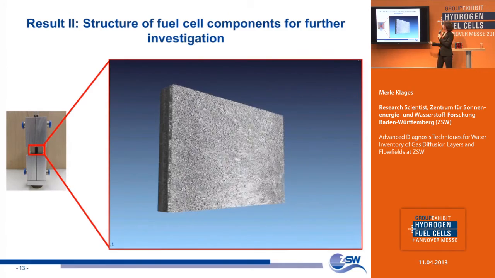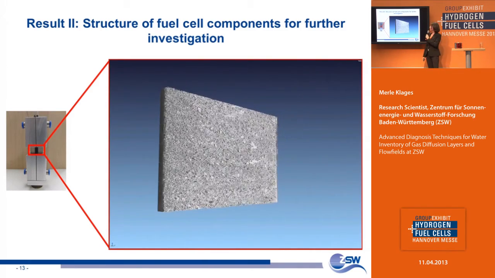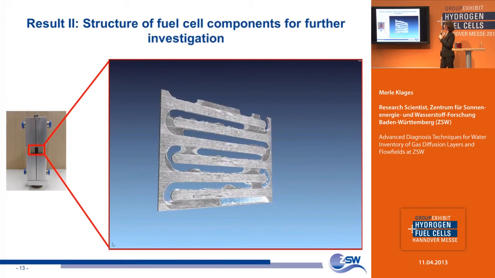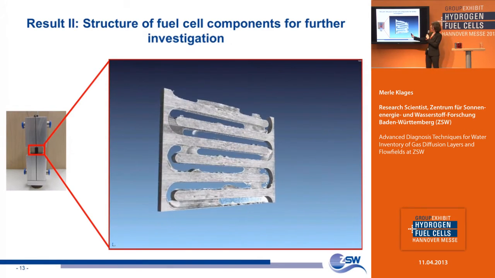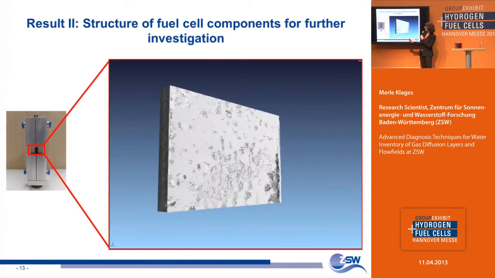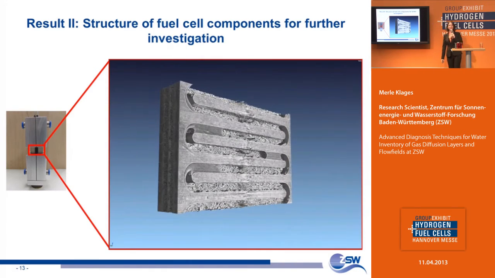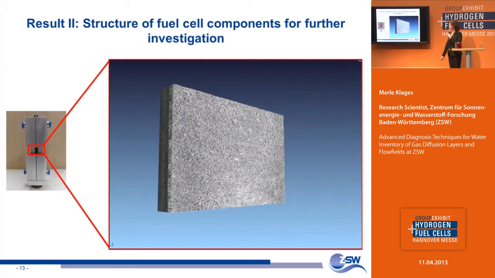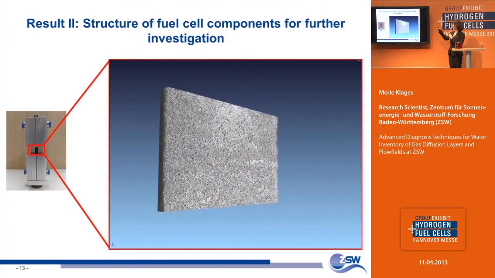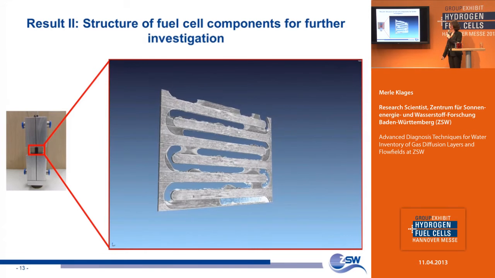This is a fuel cell we were tomographing with a synchrotron beam. By looking through, you can see the channels, the fibers of the GDL, or the membrane. And this is basically how it's done, how a synchrotron tomography is done, by looking at the different layers inside the fuel cell.